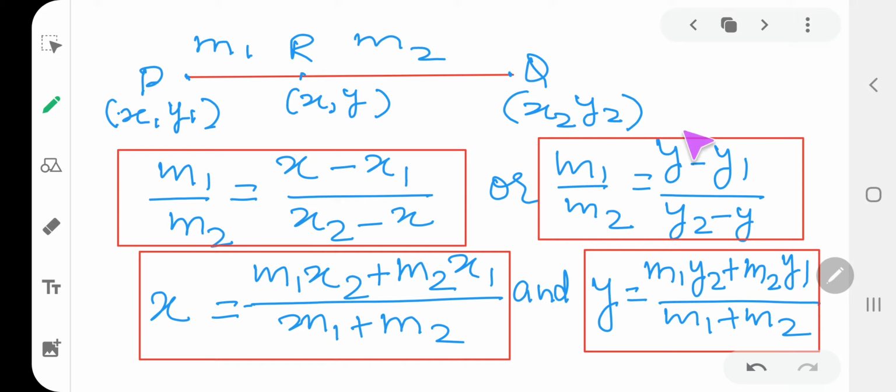Okay, this is one type of the question. In the other type of the question, he will give you this ratio, m1 is to m2, and these two end points will be given to you. He will give you the question to find out the coordinates of the point R. So if you want to find out x and y, what will you do?